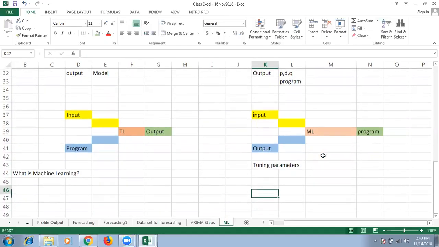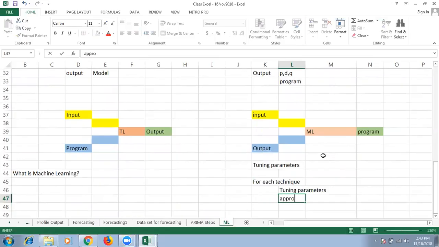So for each technique, what are the things you should know? You should know the tuning parameters and what the approximate values are. Suppose a tuning parameter's value is between 1 and 10, but you give 100. Will it work? So at least you should know the approximate values, and the default values in the technique.